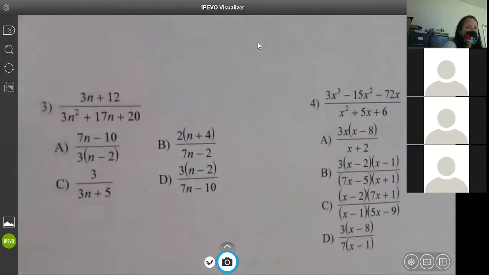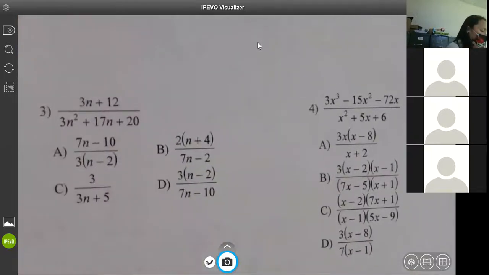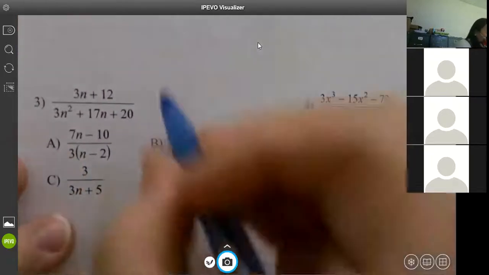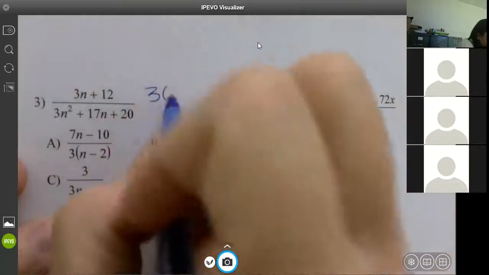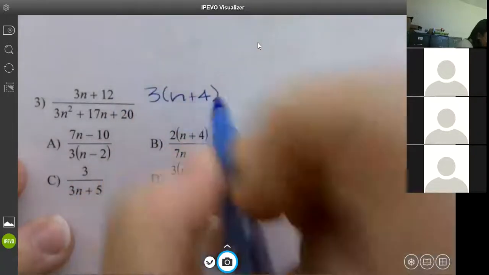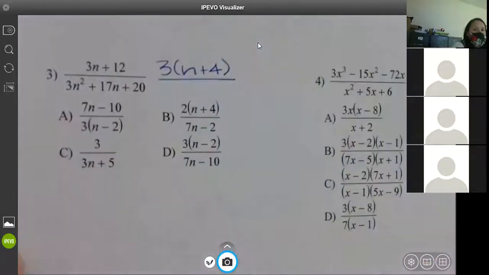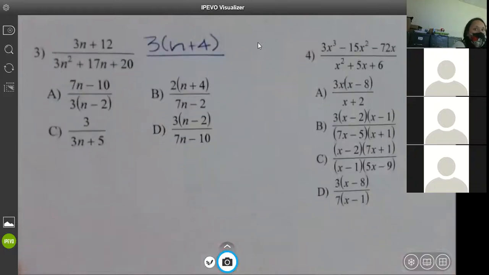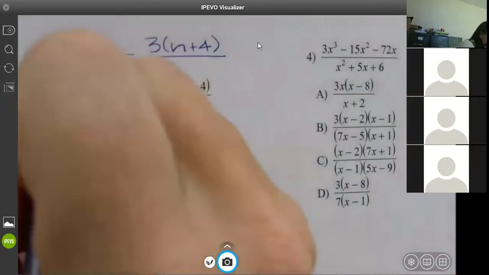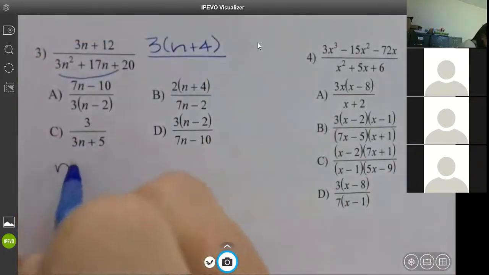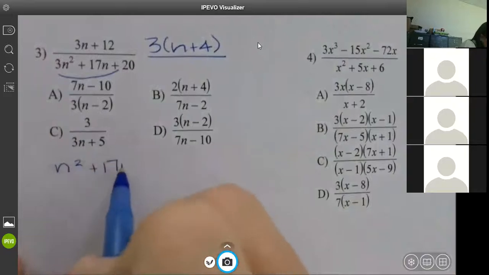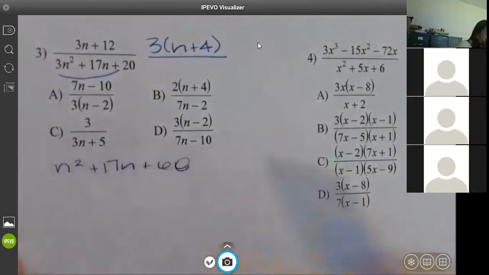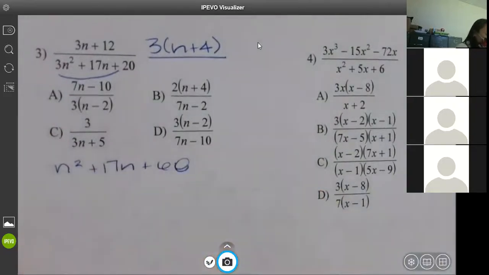All right. Look at your next one. What do I have to do on the top? GCF of 3 leaves me with n plus 4. What do I have to do on the bottom? Slide and divide. There's no GCF, so I'm going to slide and divide. So I have n squared. I'm going to do it down here so you guys can see it. 17n plus 60. What are your factors of 60 that add to 17? 12 and 5.